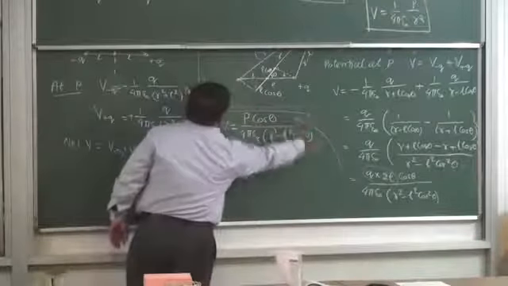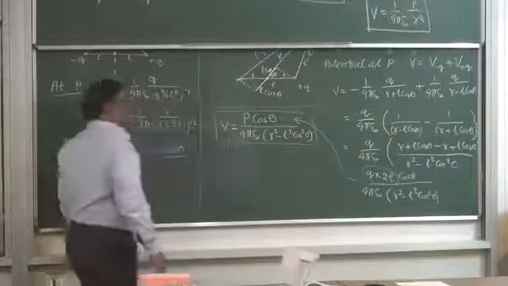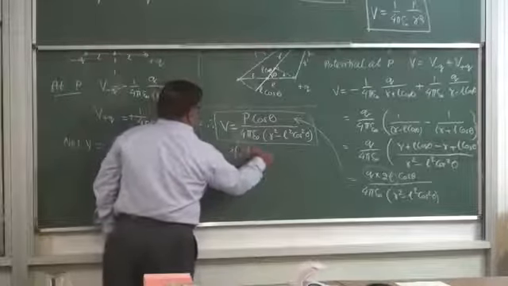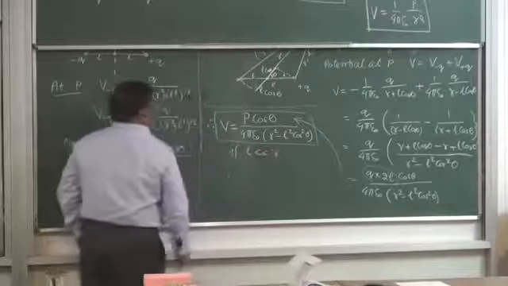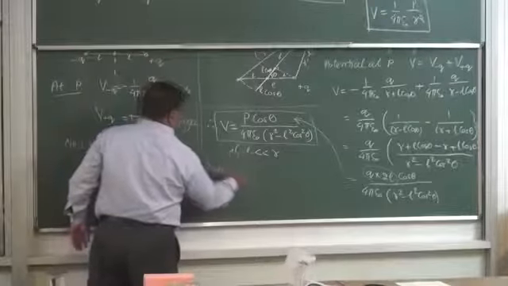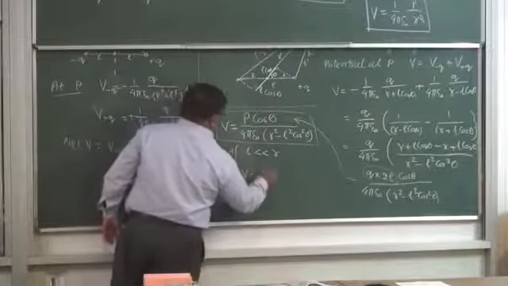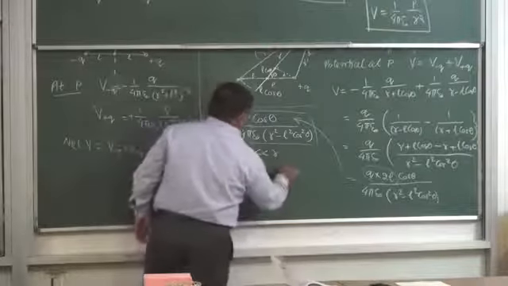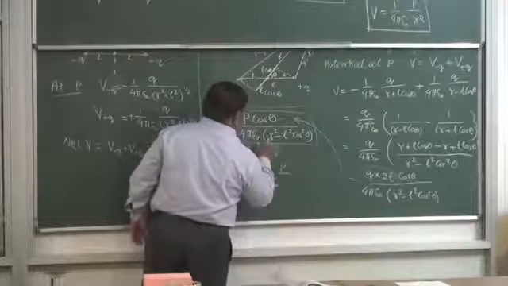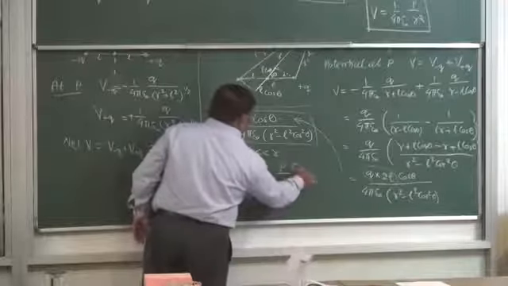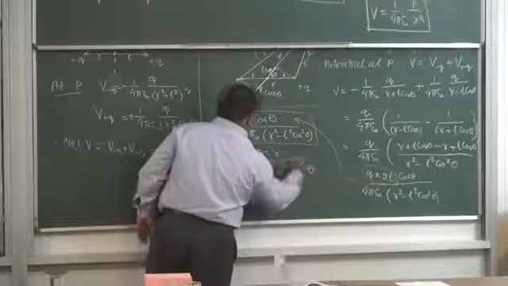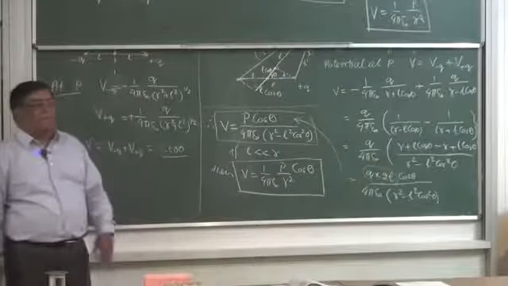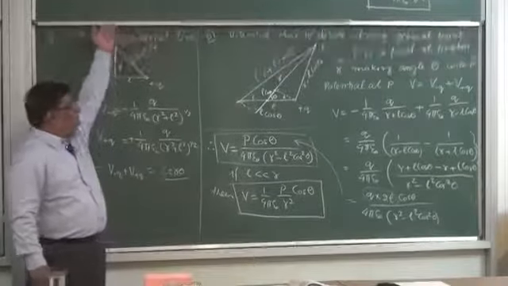This is our answer. We can simplify it further. If L is much smaller than R, then V is equal to 1 upon 4 pi epsilon naught, P upon R square cos theta. This is at any general position.